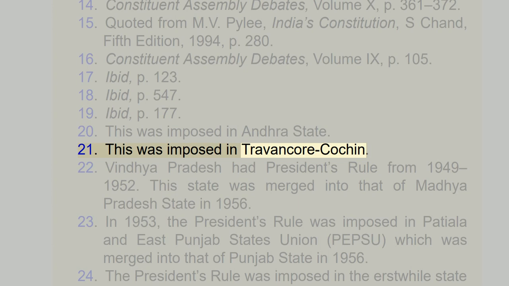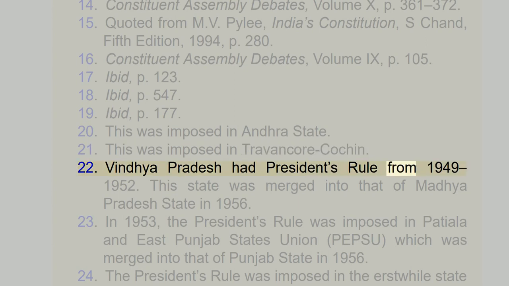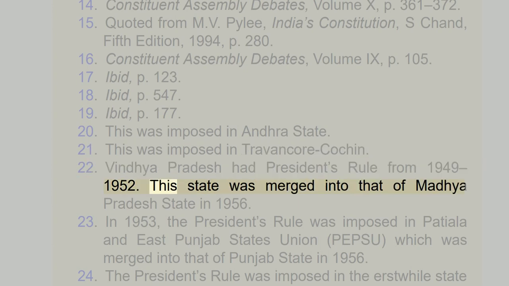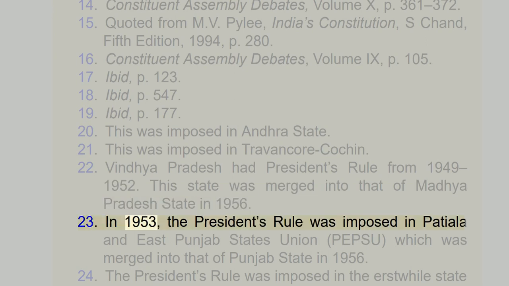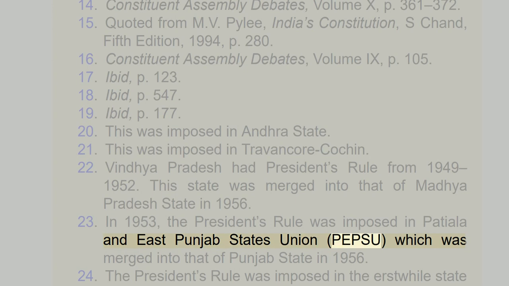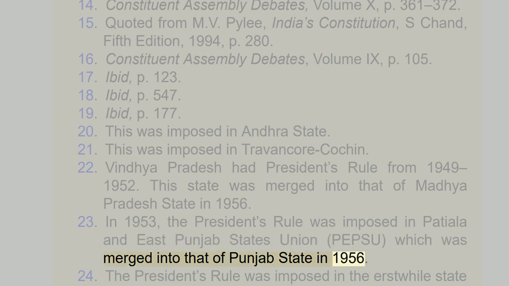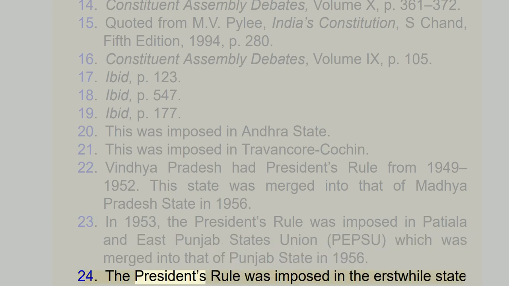22. Vindhya Pradesh had President's rule from 1949-1952. This state was merged into that of Madhya Pradesh state in 1956. 23. In 1953, the President's rule was imposed in Patiala and East Punjab States Union, PEPSU, which was merged into that of Punjab state in 1956. 24. The President's rule was imposed in the erstwhile state of Jammu and Kashmir 8 times, that is, in 1977, 1986, 1990, 2002, 2015, 2016, 2018. Part 3. Central Government. 17.